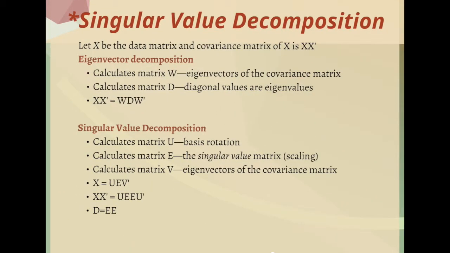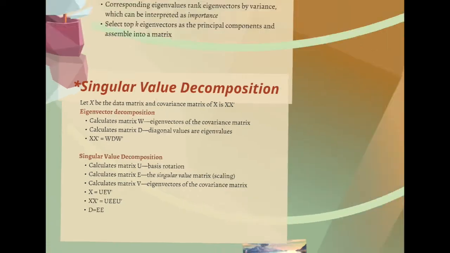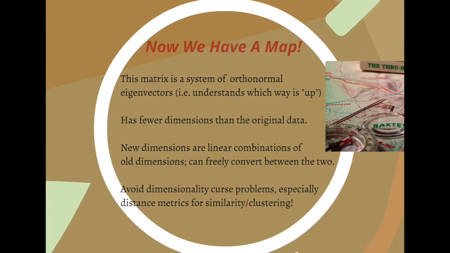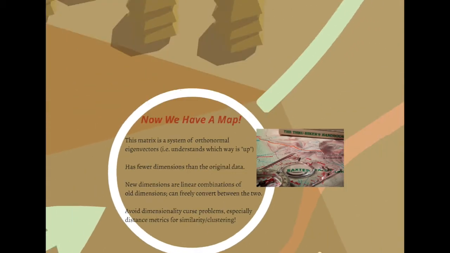We saw earlier that there are two ways to calculate PCA, one using eigenvector decomposition and another using SVD. SVD and PCA are closely related techniques. Both calculate eigenvectors of the covariance matrix and a diagonal matrix whose values indicate importance. As such, SVD is also used for dimension reduction algorithms, such as latent semantic analysis. So, SVD can also give us a map.